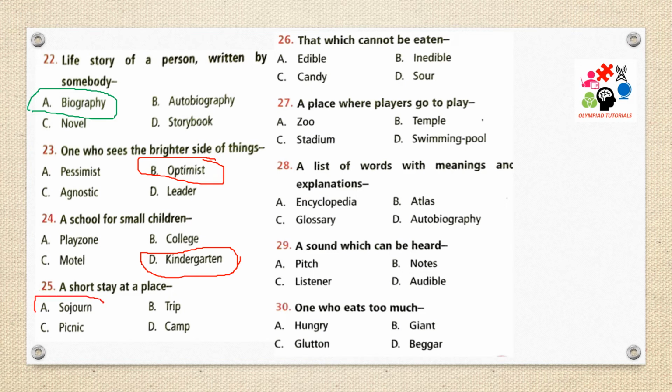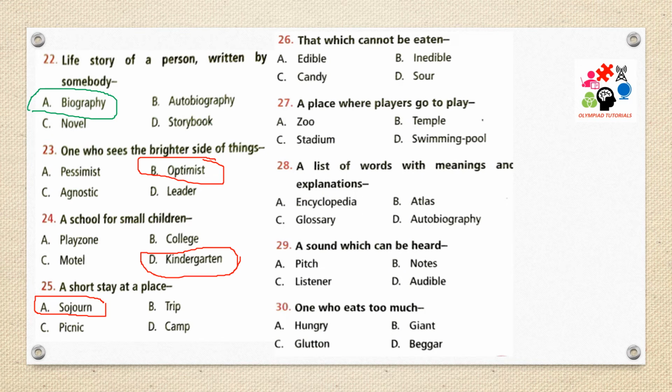Sojourn is the correct answer, which refers to a short stay at any place, not in our house but somewhere else, maybe lasting for a few hours. Not for a long duration of time, because on trips we go, for picnics we go, that time duration is very long. For a camp also we go for a few days. But sojourn means a short stay at a place for a limited amount of time.